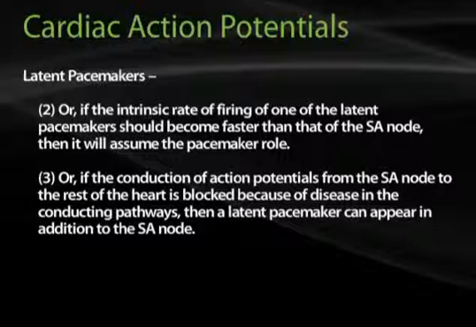Third, if the conduction of action potentials from the sinoatrial node to the rest of the heart is blocked because of disease in the conducting pathways, then a latent pacemaker can appear in addition to the SA node, and this can occur at the level of the atrioventricular node, at the bundle of His, and so forth. This is called AV nodal block.